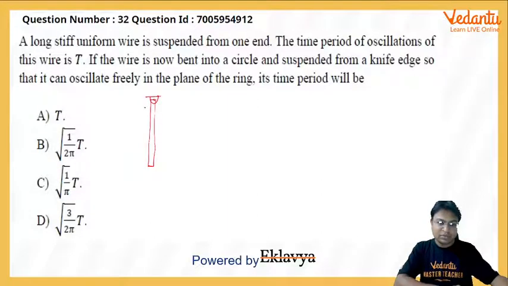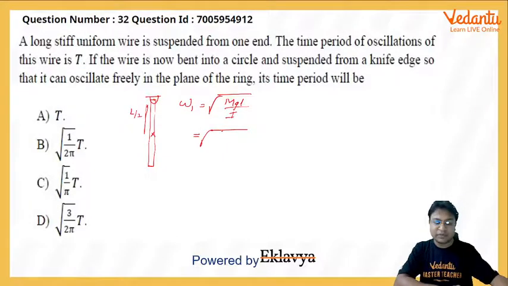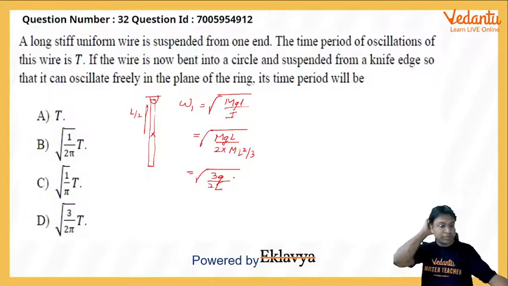In this case the expression for omega is given by root of mgl by I. Here L represents the distance of center of mass from the axis of suspension. So it will be L by 2, where L is the length of the rod or the wire. So it is going to be mgl by 2 into moment of inertia about the axis of suspension, so that will be ml square by 3. So we end up writing root of 3g by 2l. So that's omega for this case.